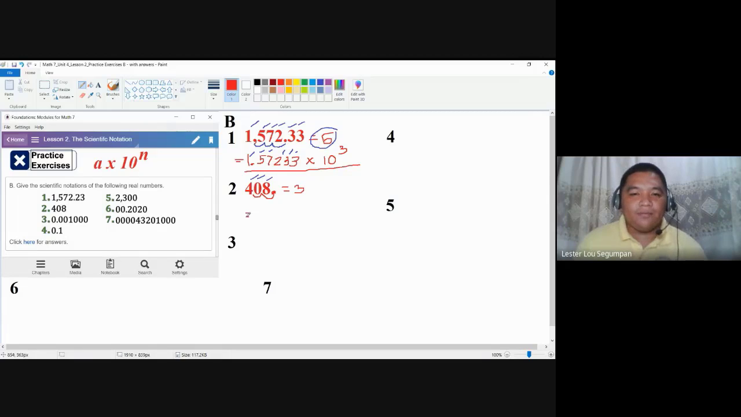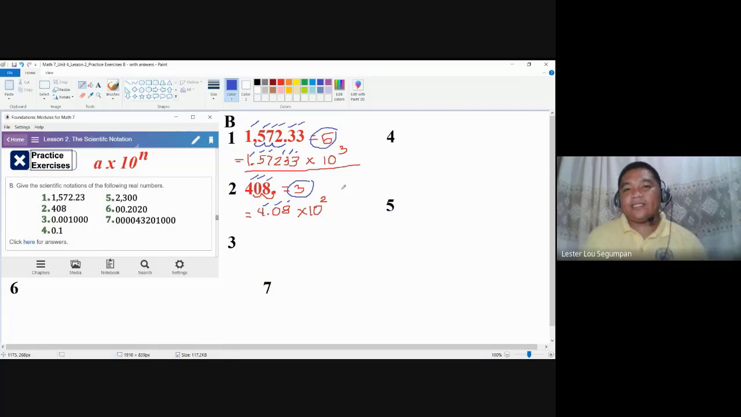So this will become 4.08, and then use the multiplier times 10 to the power of the number of steps, 1 and 2. So how many significant digits are there in scientific notation? One, two, three. So we retain the significant figures or digits, which is 3. So that is actually the concern.